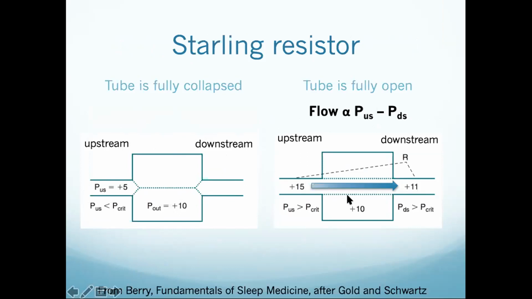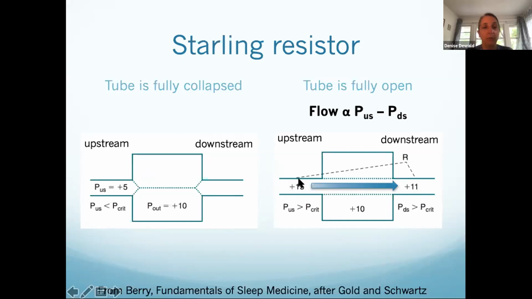Yes. But if the pressure in the tube is greater than the pressure in the box the whole time, your airway is going to be open. You see that? So it's 15, there's resistance going down here, but at the end of your airway, the pressure is still above the pressure in the box, your P crit. It's going to stay open, you're going to have free flow. And the flow is going to be proportional to the upstream minus the downstream pressure.